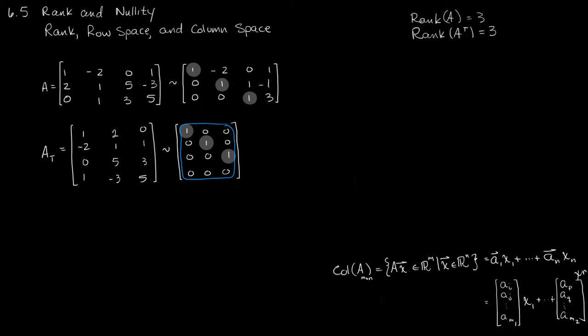All such combinations. Because I have an infinite number of A values, an infinite number of real numbers to choose from for A1, and an infinite number for A2, all the way up to an infinite number of values to choose from for An, there are an infinite number of possible combinations. So that's the column space.